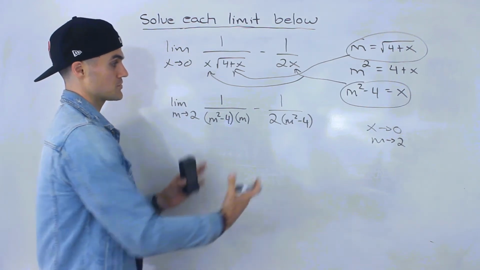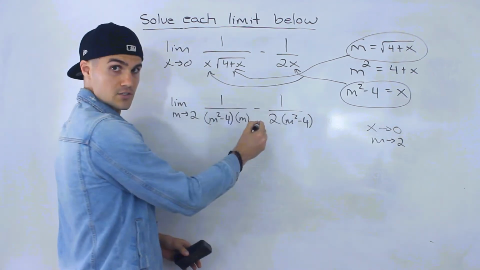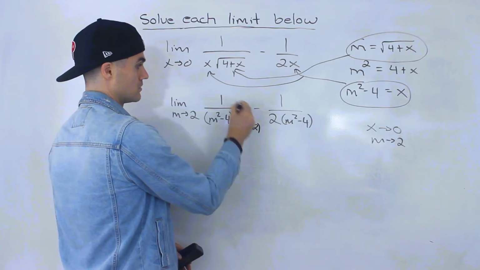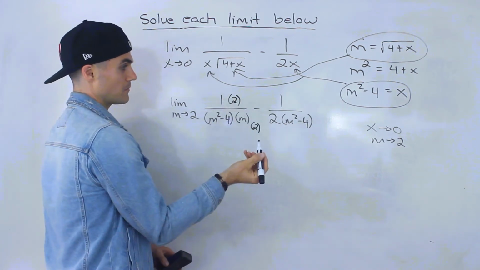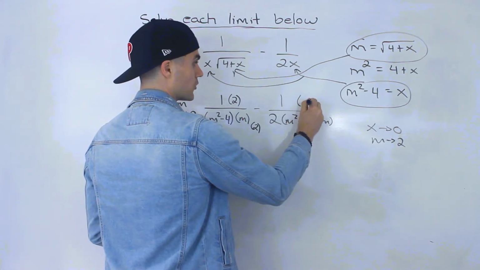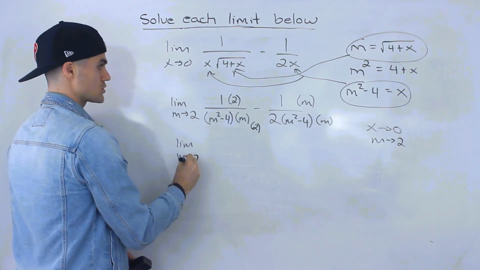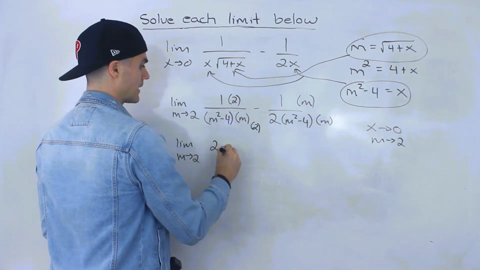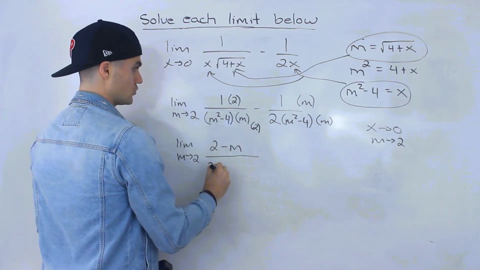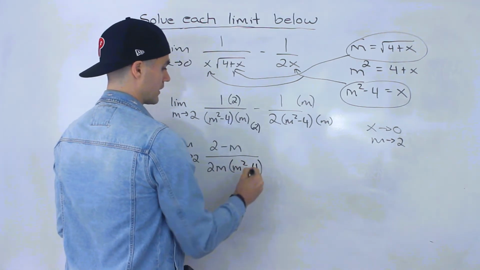So what we have to first do is combine these into one fraction. Notice we're subtracting two fractions. Now to get a common denominator, we've got to multiply this by 2, which means we have to multiply the top by 2, and then this here we've got to multiply by m, which means the top we have to multiply by m. And so what we'll have is the limit as m approaches 2, here we'll have 2 minus m, over the denominator, which is going to be 2m, m squared minus 4, like that.